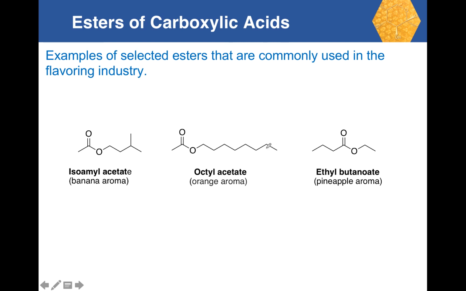Let's look at some practical examples here. As I mentioned, esters are used a lot in the flavoring industry. So this is one that's pretty common, isoamyl acetate. Don't worry too much about the name. We'll learn to name these molecules later on. But just be able to identify the different functional groups that are in different molecules. So this molecule has the aroma of banana. So it really smells like banana. And it's an ester because of this right here.